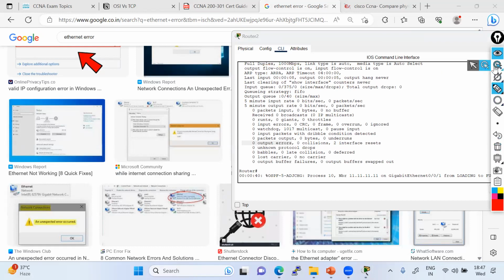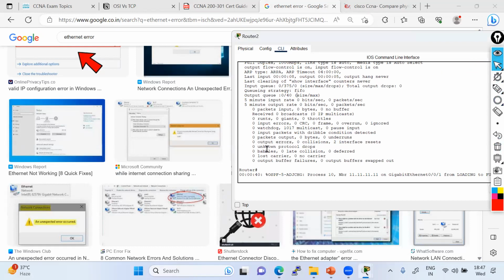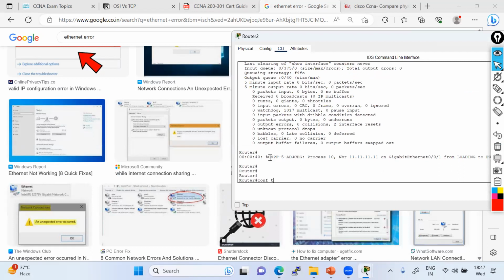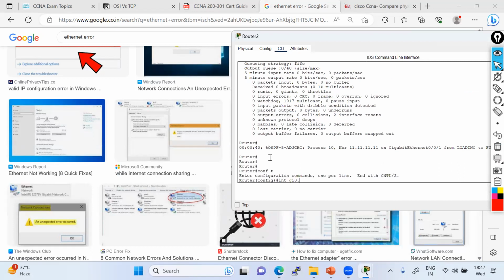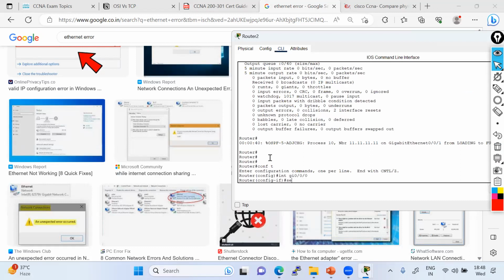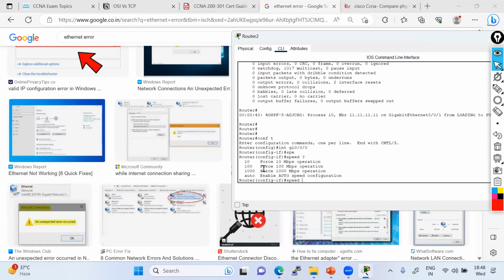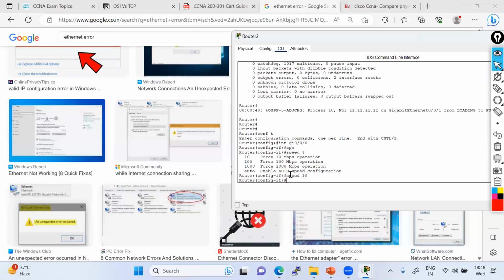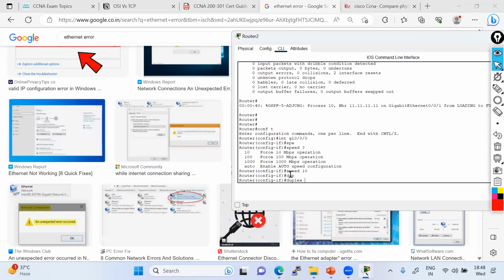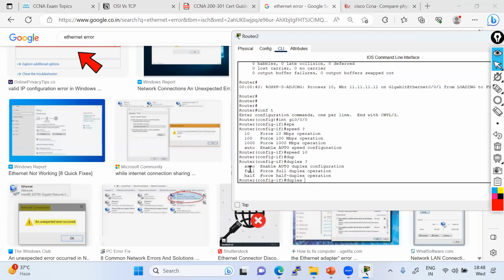If you want to configure the duplex on the interface, let me show here: configure the interface gig 0/0/0. You can define the speed. You can define 1000 Mbps, or 10 Mbps, right? You can also set the duplex. There are two options. Auto means it will auto negotiate with the other device.